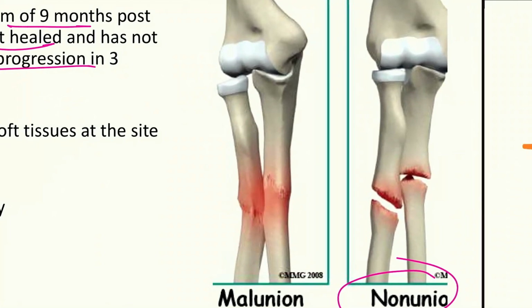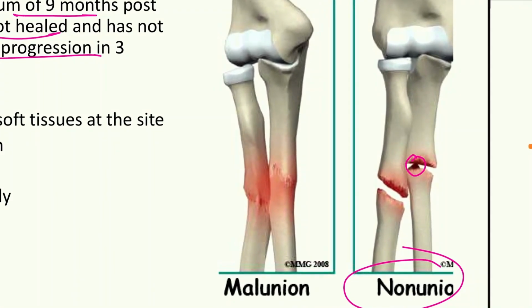So you can see in this picture here, maybe a little bit of blood vessel formation there, but these two bones are not connected and they are not fusing back together. This is a non-union. They never connected back together.